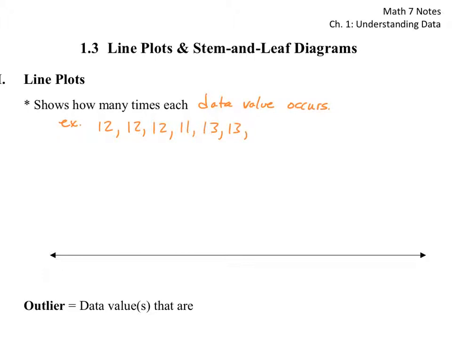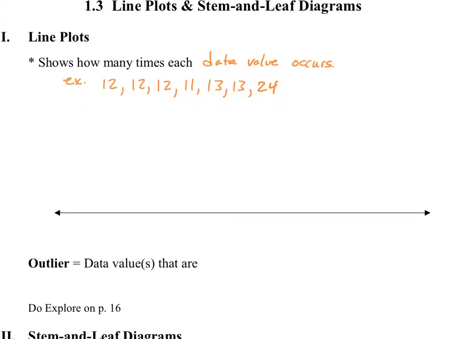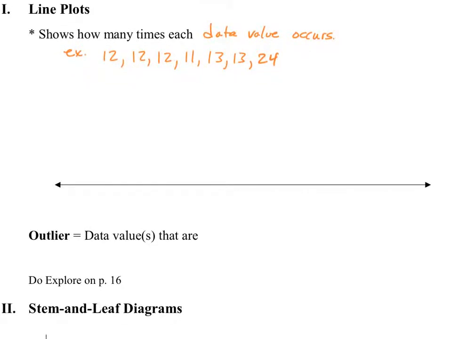And just so it doesn't screw up the line plot too much, we'll say your 24-year-old teacher. So throw a 24 there on the end. Okay, so now for our line plot, we want to have some way to real quickly look at something and say, oh, most of the people are this age, and so on. So our numbers start at 11 and go up to 24.